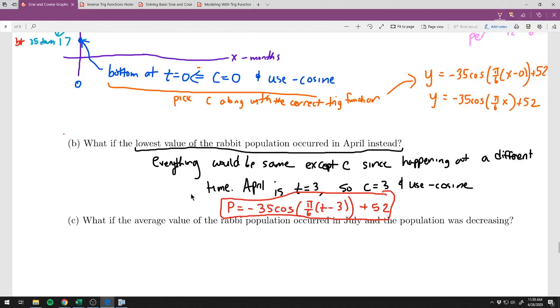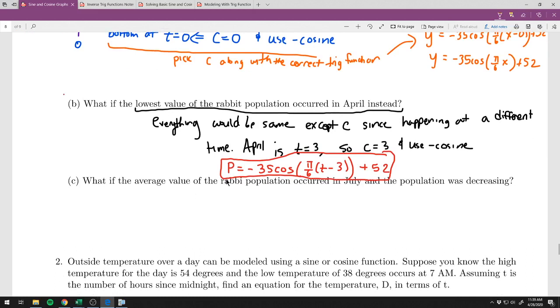Right. And the last one asks, what if the average value of the rabbit population occurred in July? July is t equals 6, I'll go ahead and point that out. And the population was decreasing. So we're at our average and it's going down, which means we want to use negative sine, with C equals 6 because that is actually occurring at 6.